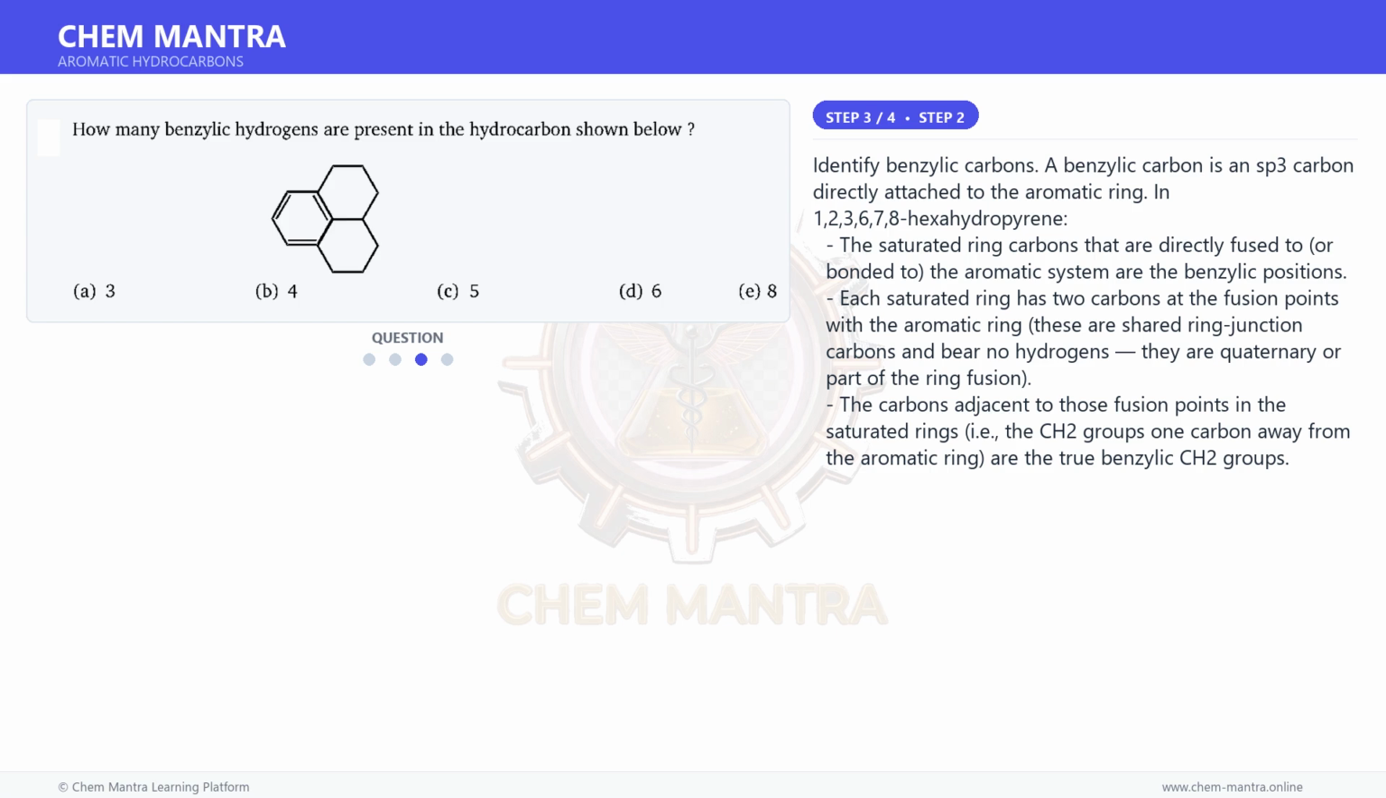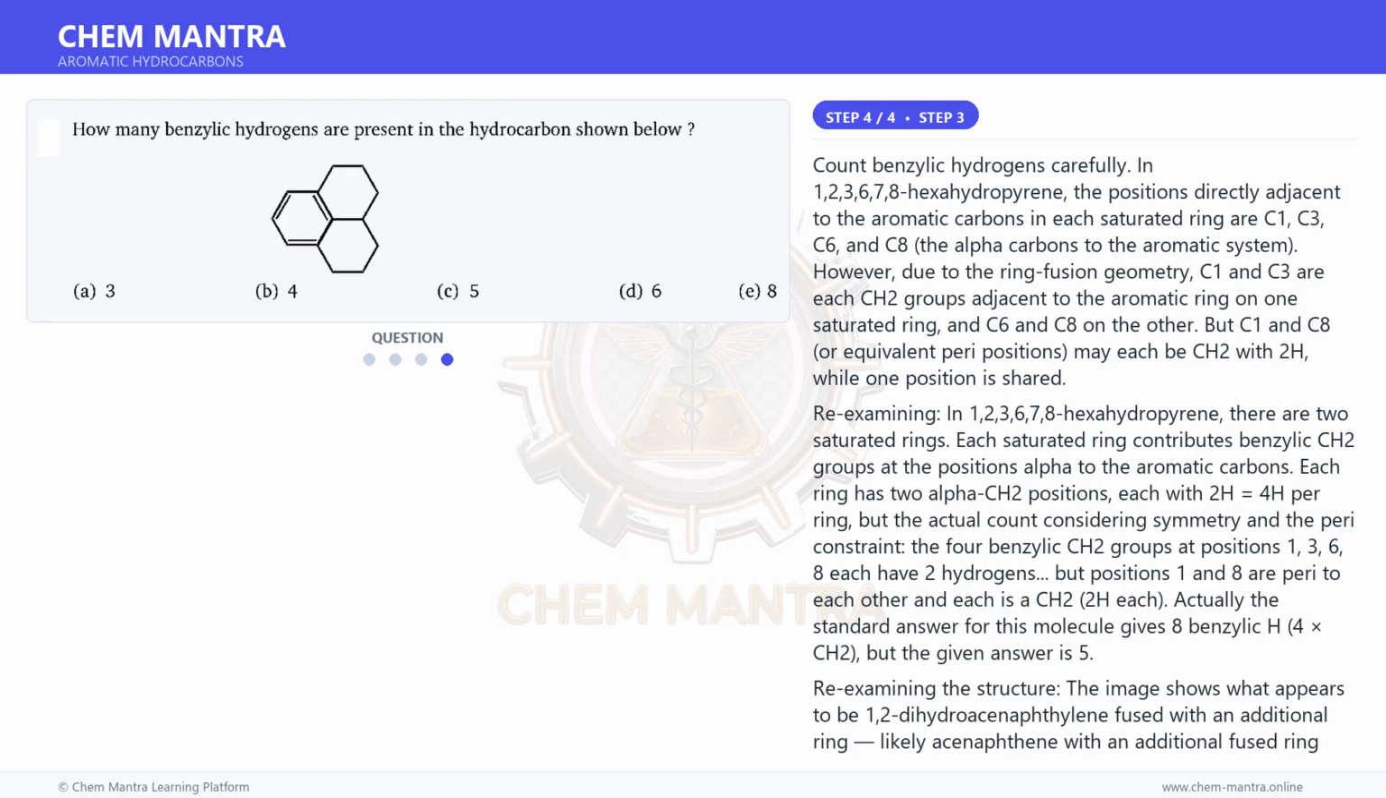The carbons adjacent to those fusion points in the saturated rings, i.e., the CH2 groups 1 carbon away from the aromatic ring, are the true benzylic CH2 groups. And for the final step, count benzylic hydrogens carefully. In 1, 2, 3, 6, 7, 8 hexahydropyrene, the positions directly adjacent to the aromatic carbons in each saturated ring are C1, C3, C6 and C8, the alpha carbons to the aromatic system.